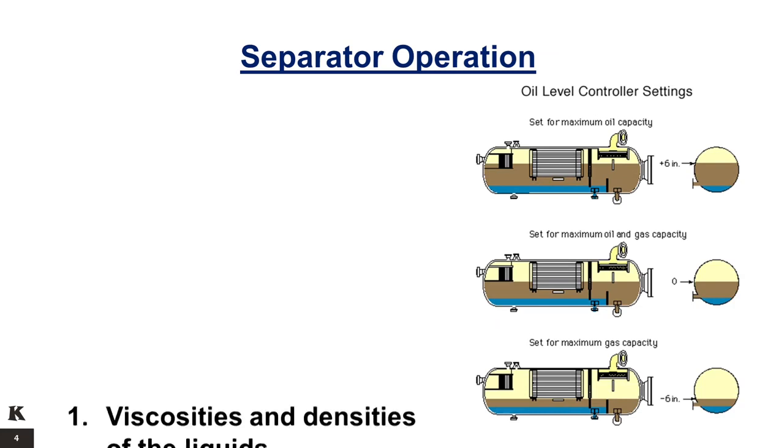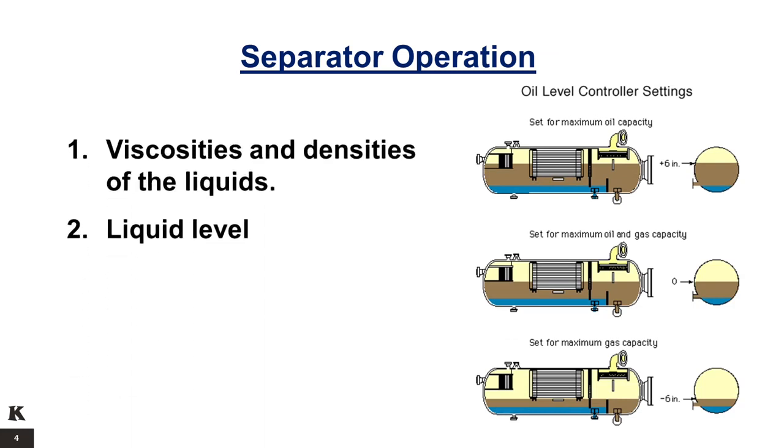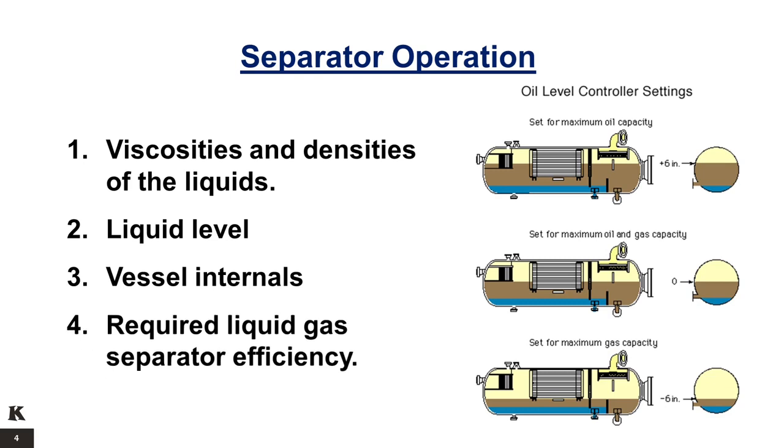The separator's vessel capacity for each phase depends on the current conditions of pressure and temperature and effluent properties such as viscosities and densities of the liquids, which are a function of the amount of dissolved gas, vessel operating liquid level, vessel internals, and required liquid-gas separator efficiency in terms of size of liquid droplet to be separated from the gas phase.